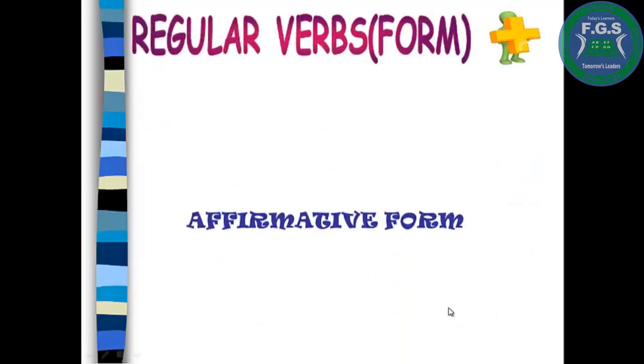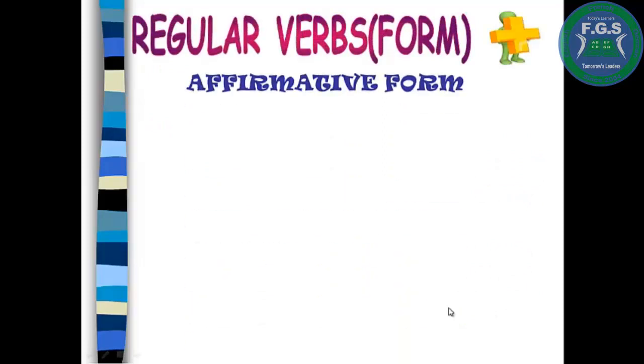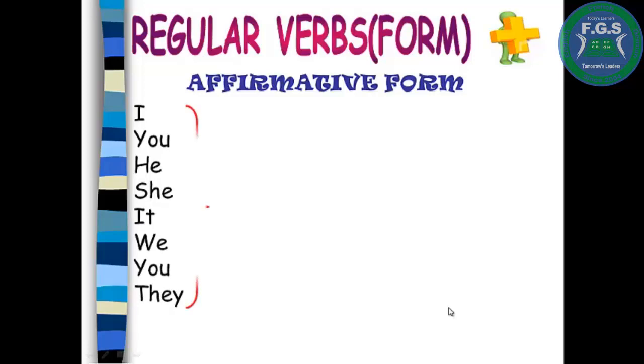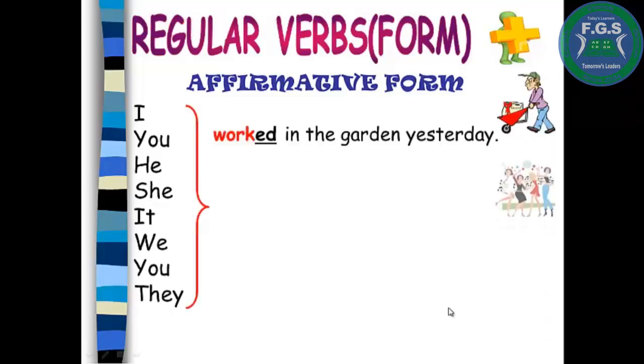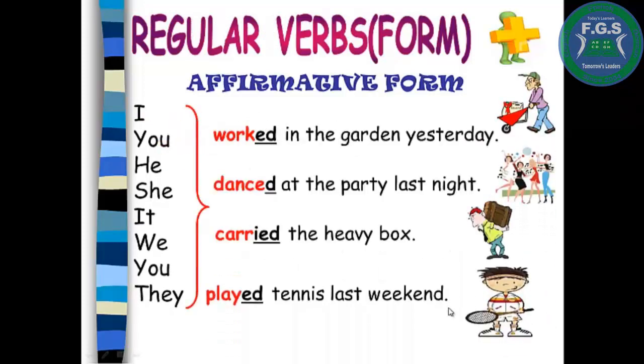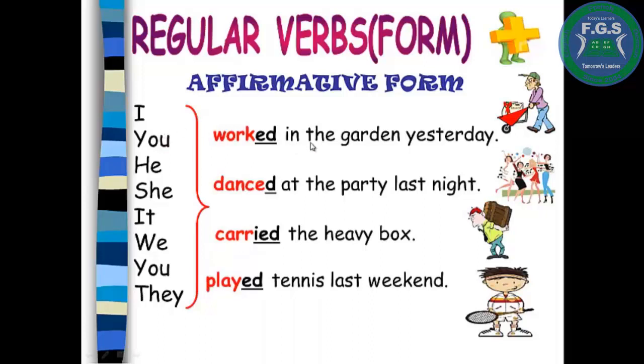Regular verbs form. Let's see some examples. Affirmative form. I, you, he, she, it, we, you, and they. Some examples: worked in the garden yesterday. Danced at the party last night. Carried the heavy packs. Played tennis last weekend.